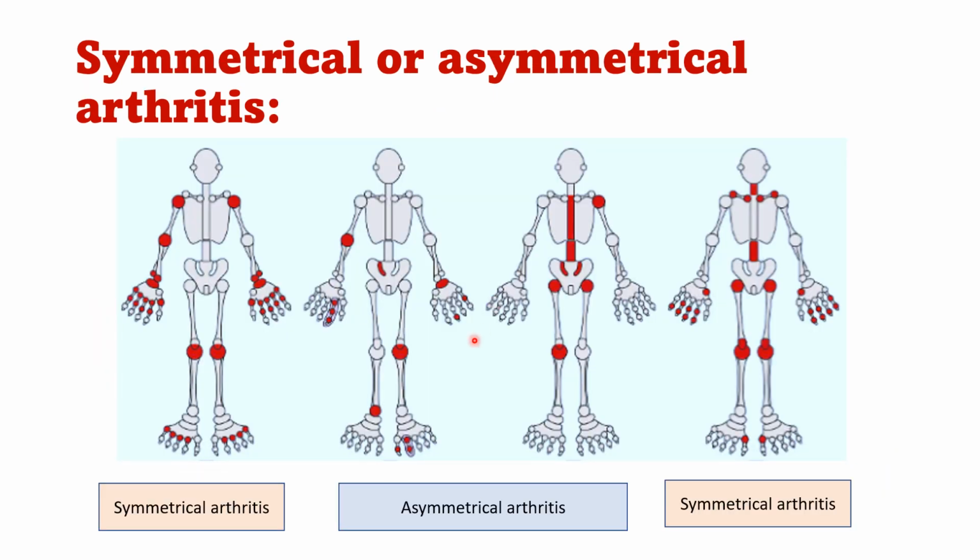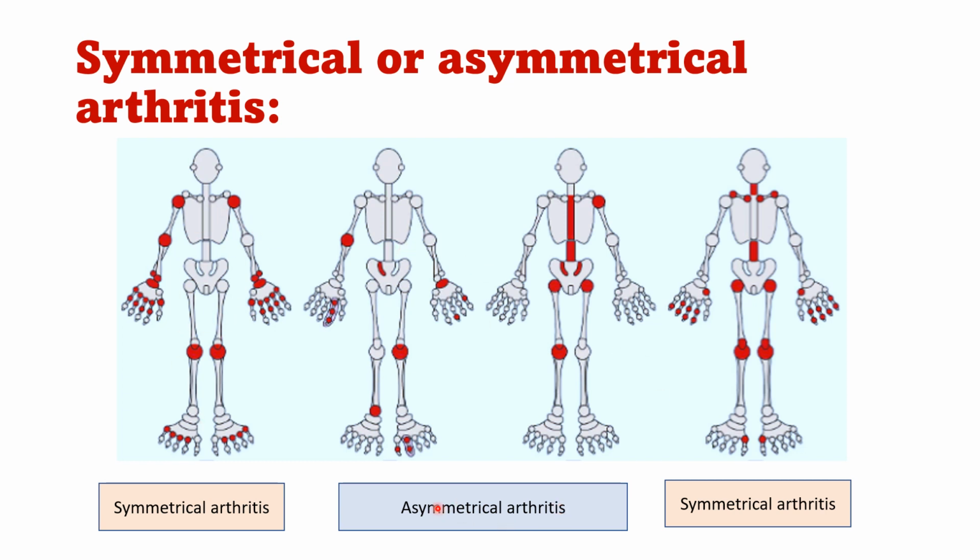And this image shows the difference between symmetrical and asymmetrical arthritis. In symmetrical arthritis, as we can see in this image, joint involvement over the right side is similar to the left side. They have the same pattern of joint involvement, so this is called symmetrical arthritis. Also in this image, we have a different pattern, but the joint involvement over the right side is similar to the left side. This pattern is in rheumatoid arthritis. We will talk about this in the next slide, inshallah.